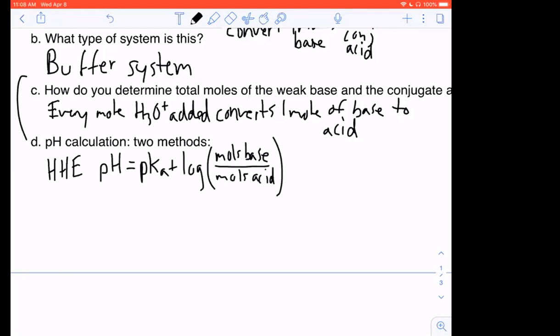It is maybe a harder equation to memorize, but once you do have it memorized, you literally will just find the pKa by taking the negative log of the Ka. You can plug in these mole values, and then you get the pH. The alternative is that you can convert moles to concentrations.